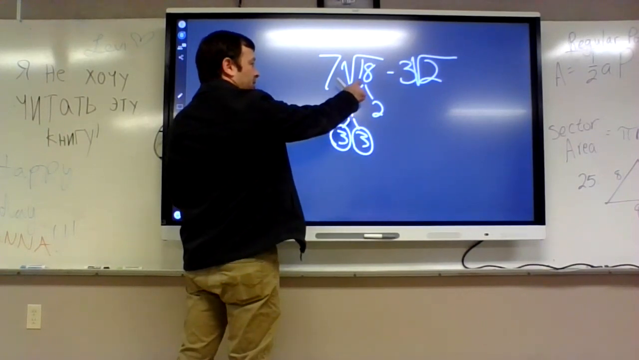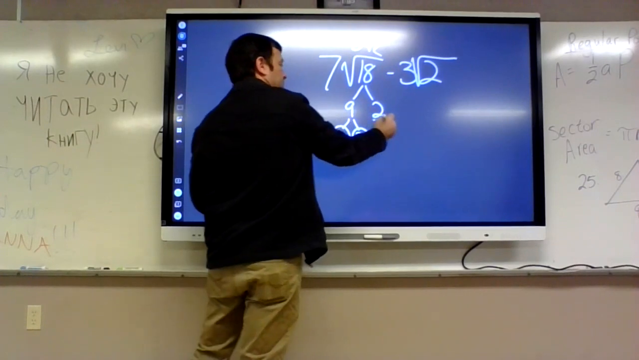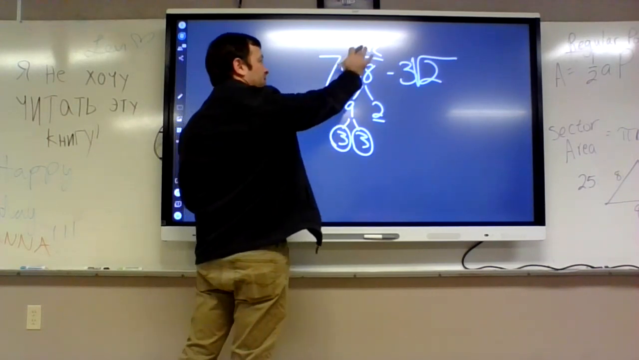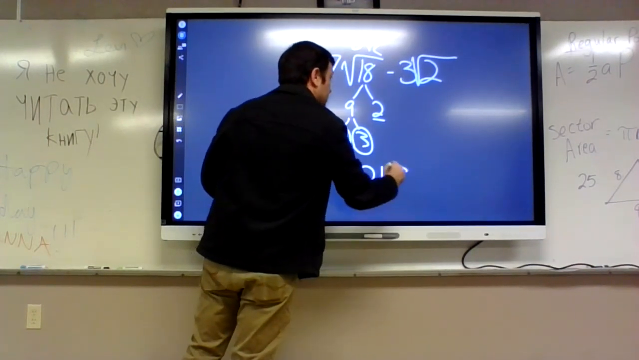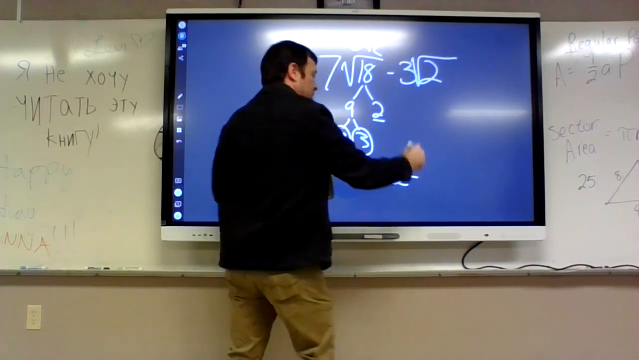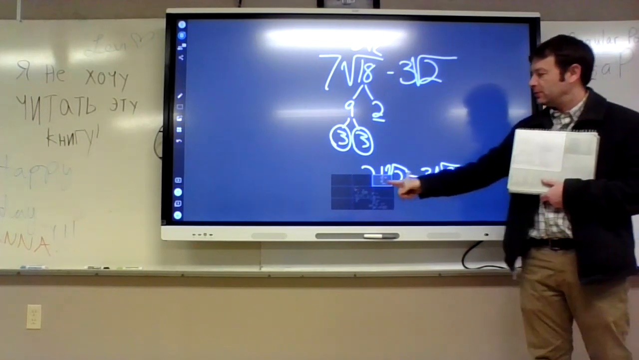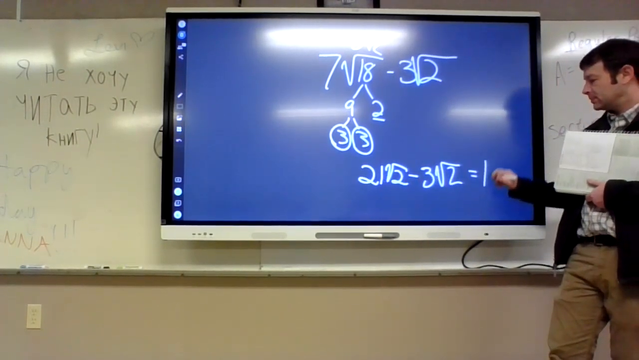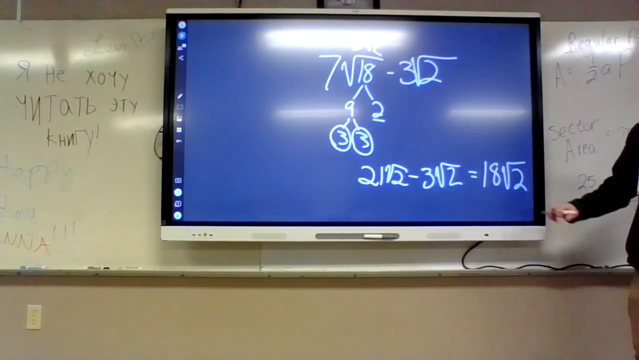So this square root of 18 becomes 3 square root of 2. But there's a 7 out in front. What happens with the 7? Multiply. Yeah, it means 7 times 3 square root of 2. 7 times 3 is 21 square root of 2 minus 3 square root of 2. What's 21 square root of 2 minus 3 square root of 2? 18 square root of 2.